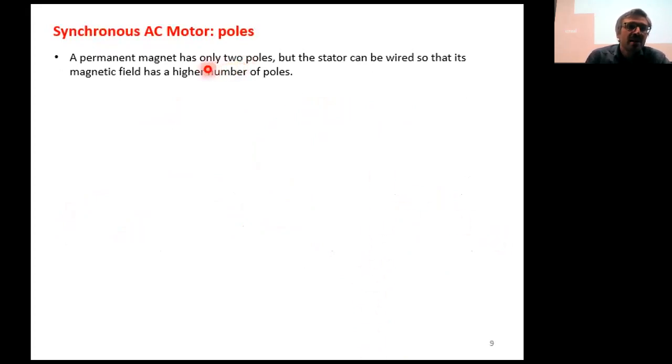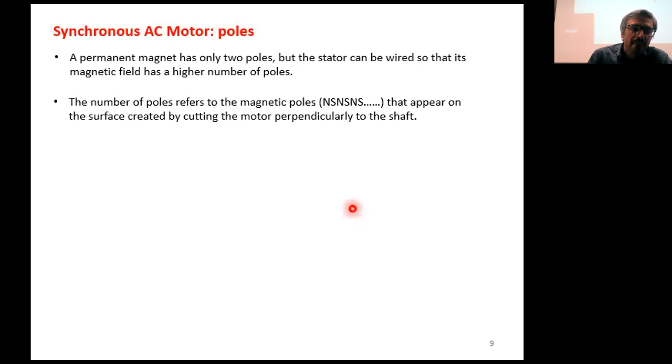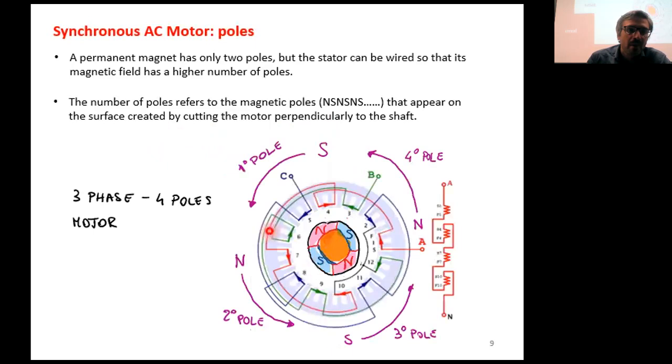While a permanent magnet has only two poles, the stator can be wired such that the magnetic field has a higher number of poles. The number of poles refers to the magnetic poles, so the number of north and south poles that appear on the surface created by cutting the motor perpendicular to the shaft.